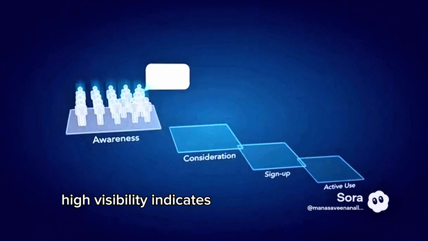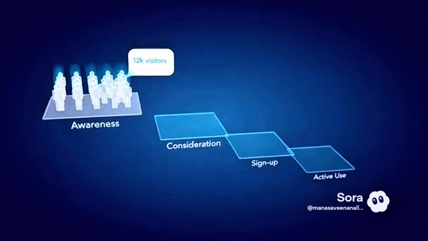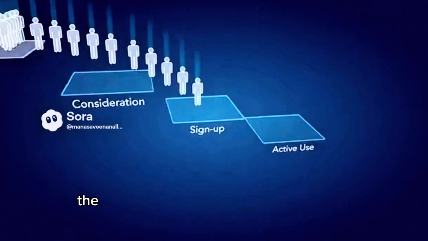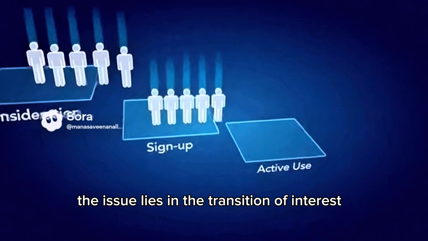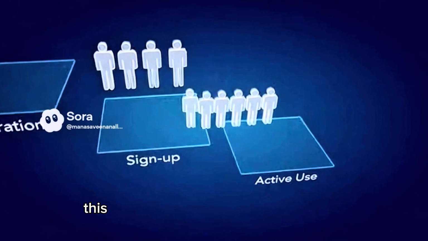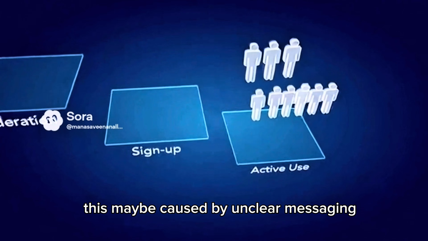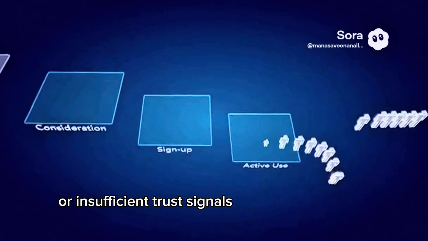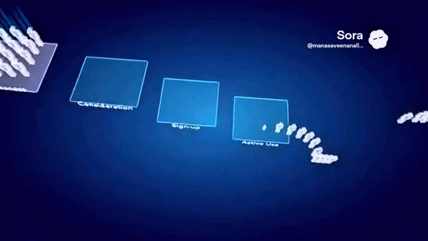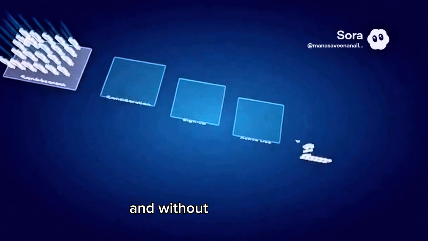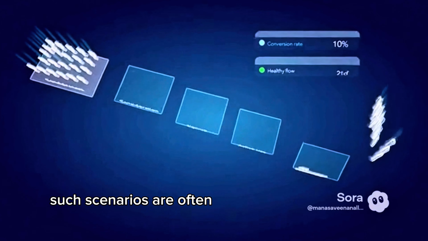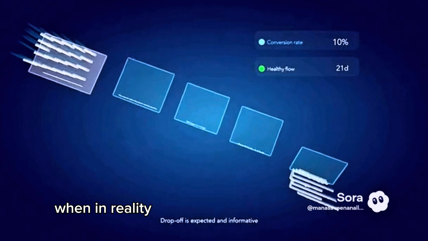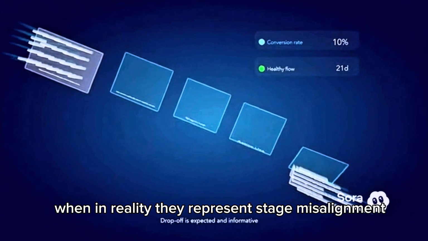High visibility indicates strong awareness of the brand. However, if users do not progress beyond this stage, the issue lies in the transition to interest or consideration. This may be caused by unclear messaging, lack of differentiation, or insufficient trust signals from the brand or the message. And without funnel analysis, such scenarios are often misinterpreted as content failure, when in reality, they represent stage misalignment.